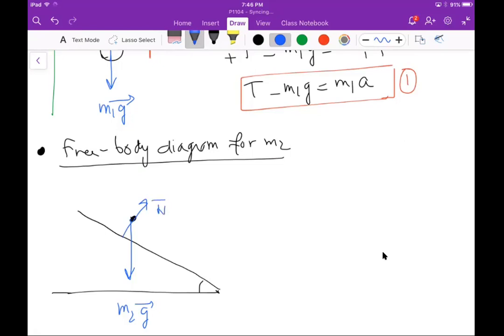So this is N. And we have on the other side the tension, because this block is pulled on the other side by the cord, so T is acting in the opposite direction. Now we have to choose a system of reference, so the XY system. How is the object moving?